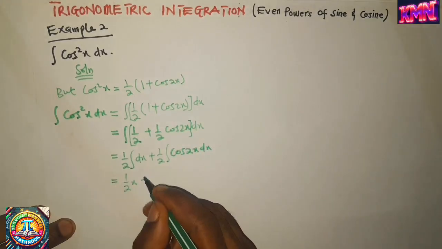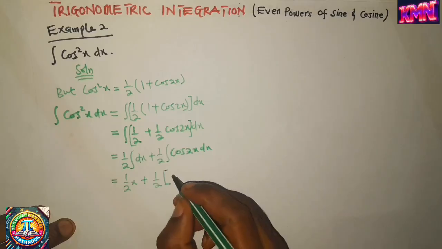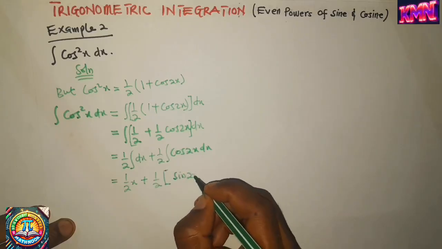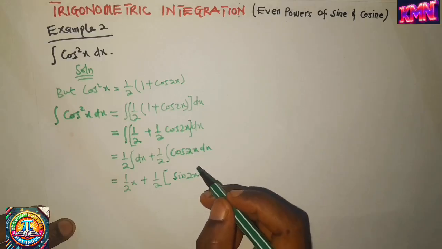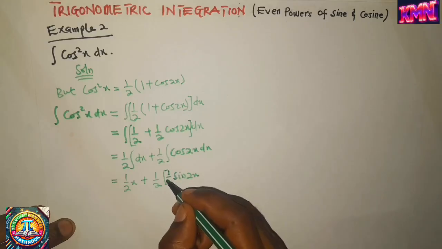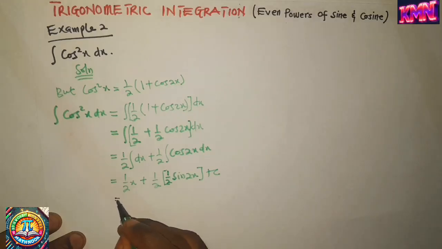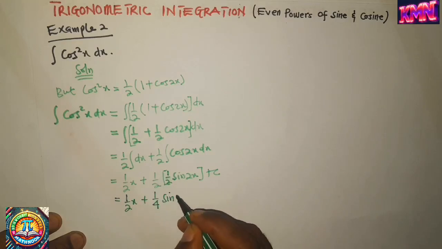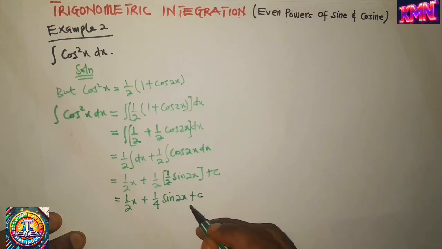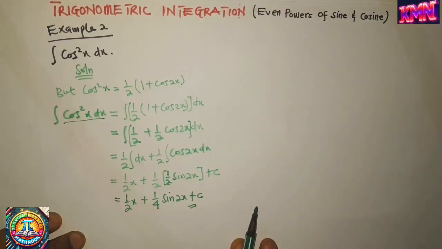half x plus half, and by integrating, everything will give us sine 2x. Then we differentiate the function within the function, multiply by the reciprocal of the result, and that is 1 on 2, plus c. So let's simplify everything. That gives us 1 on 2 x plus 1 on 4 sine 2x plus c, and that will be the result for integrating the integral of cosine squared x dx.